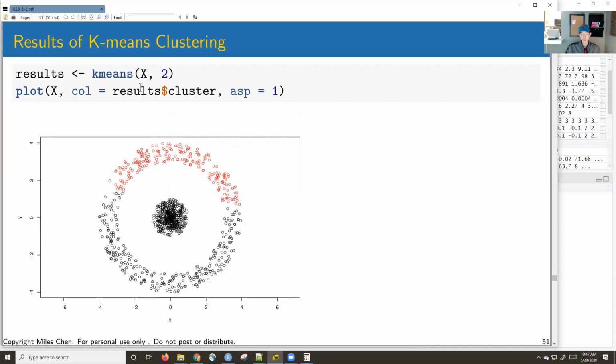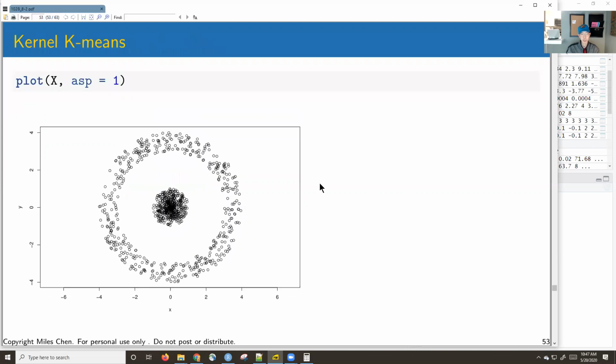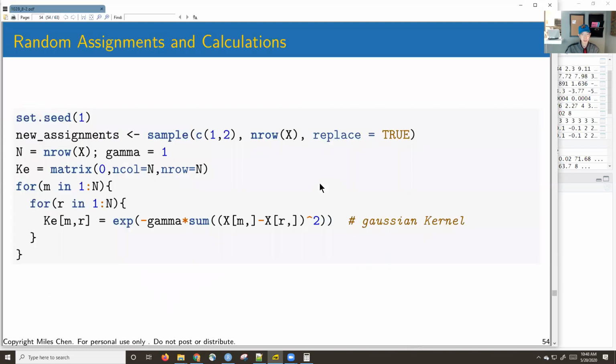And you could imagine if I ran it multiple times, we would probably get some variance of this, probably rotated around, because just arbitrarily it's going to end up different. Again, it's using Euclidean distance, so it's not going to work. What we can do is apply a Gaussian kernel.